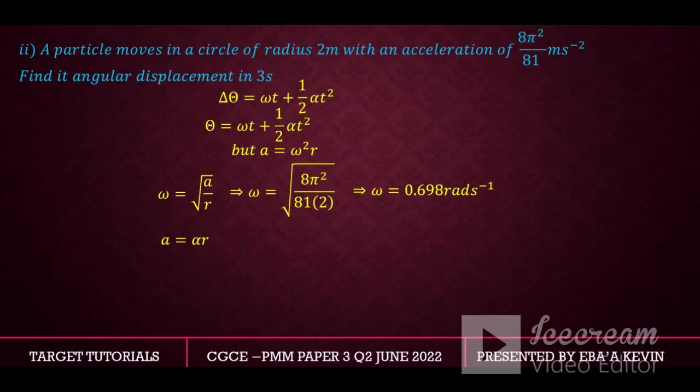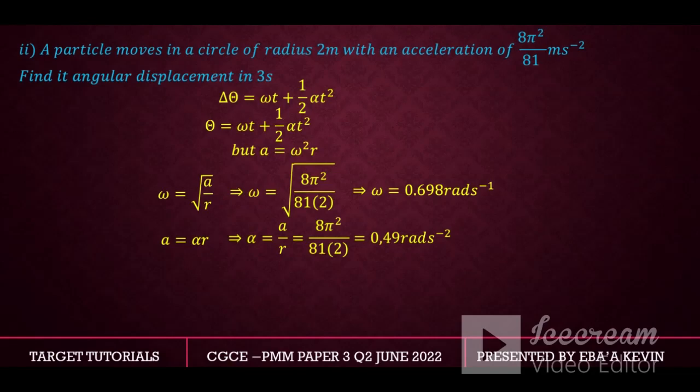We know also that the linear acceleration expressed in terms of angular acceleration is a equal to alpha r, where alpha is the angular acceleration. This is what we are trying to look for in order to substitute and get the angular displacement. So from this equation you can clearly see that alpha is equal to a divided by r, where a is the linear acceleration, divided by the radius. Doing that, we obtain 8 pi squared divided by 81 times 2, which gives alpha, the angular acceleration, equal to 0.49 radian per second squared.